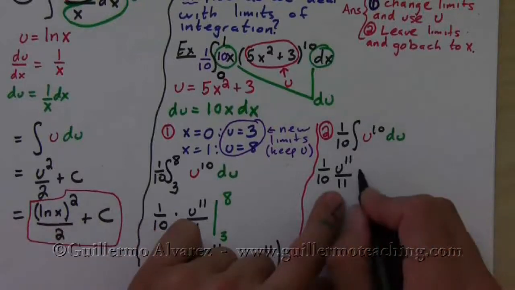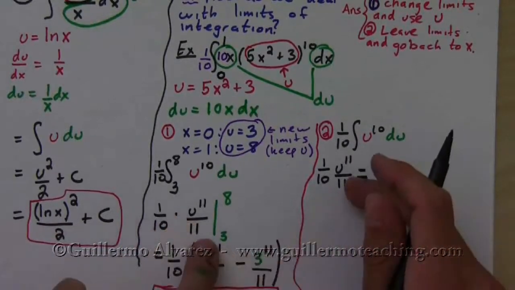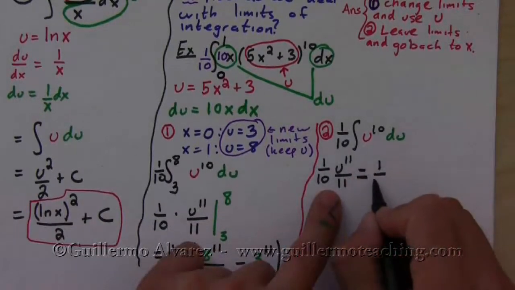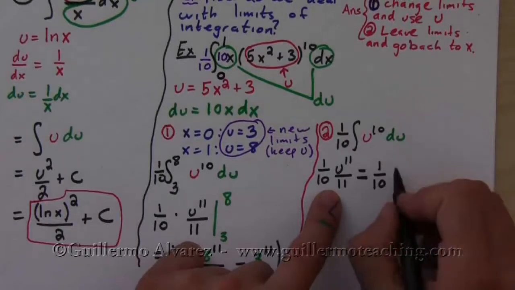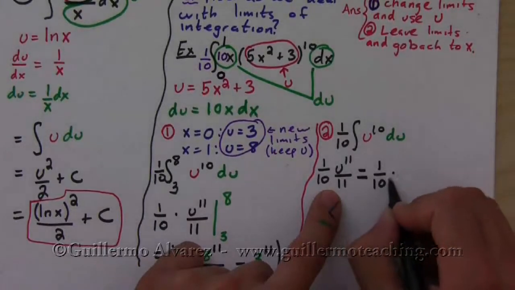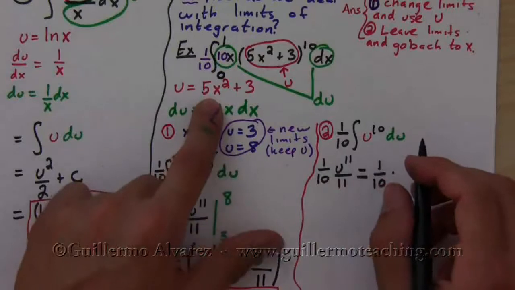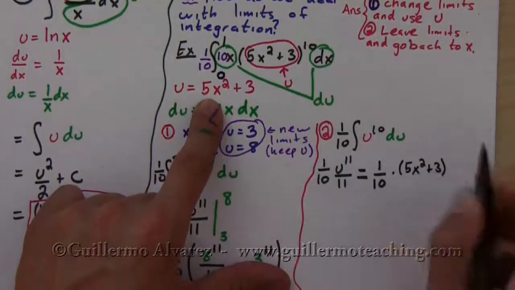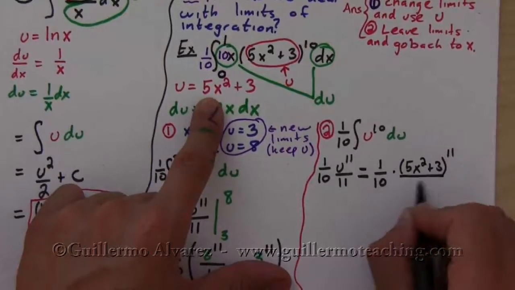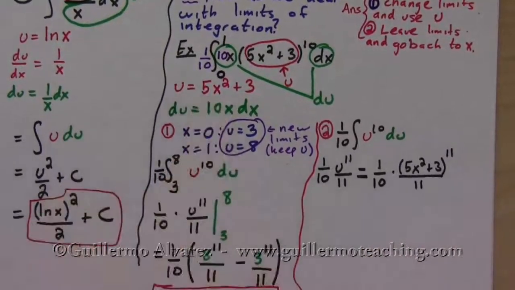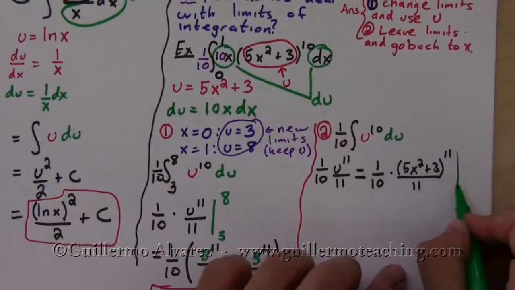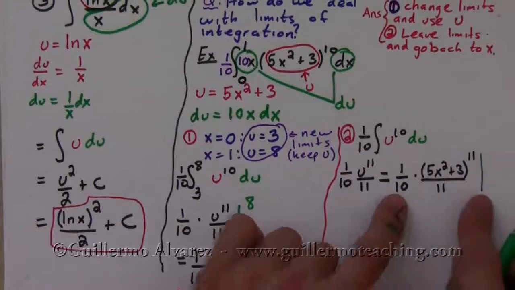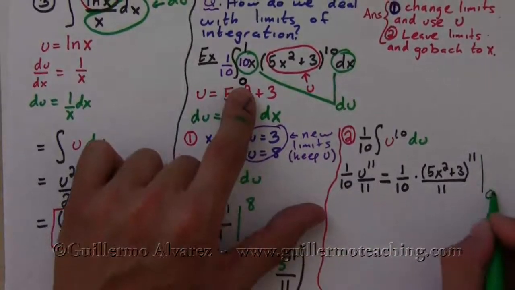And then we go right back into x's. We don't even say we're going to evaluate it from a number to another. We're just going to go back to x's before we even do anything. So we have 1/10 times, instead of u, I'm going to put what u equals, which is (5x squared plus 3) to the 11th over 11. And this one I'm going to evaluate from the original x limits, which is from 0 to 1.